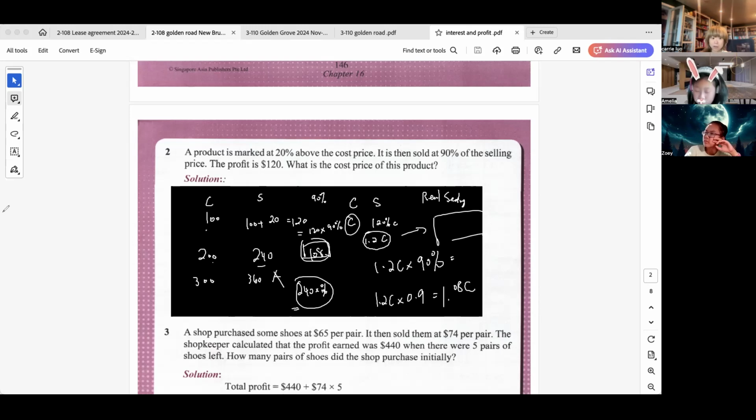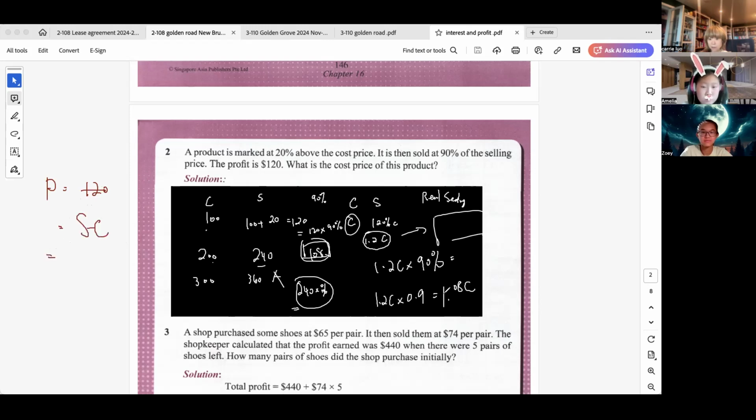Correct? Okay, so now let's take a look at this one. The question said the profit is 120. So how do we get the profit? Profit equals what? Amelia. The profit equals $120. Right? The profit equals 120, which equals what? Selling price minus cost, right?